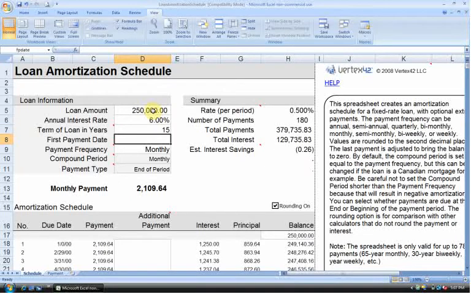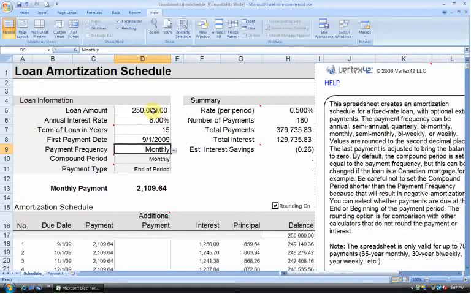The next field is the first payment date. This is the date that you start paying off the loan. Now, I'm borrowing the money in August of 2009, so my first payment is going to be on September 1st, 2009. So in this field, I input 9-1-2009.